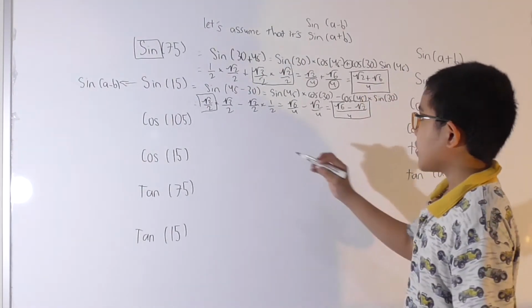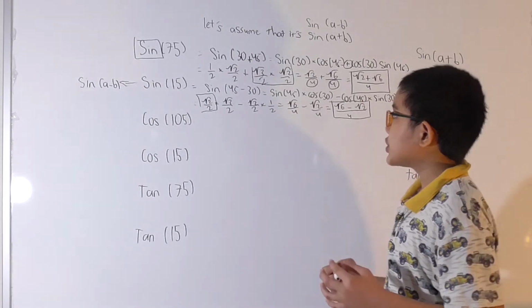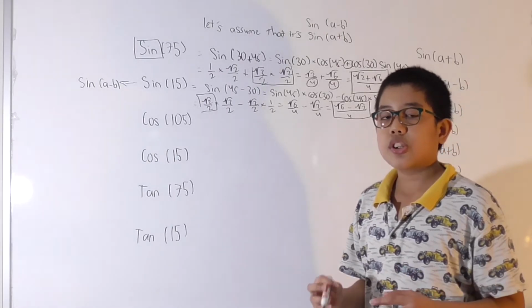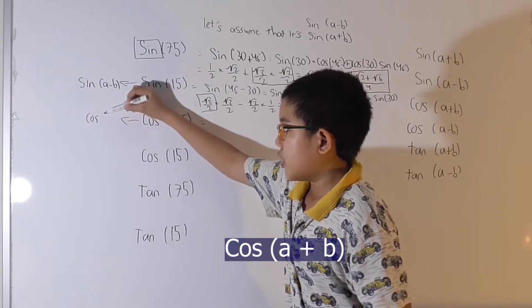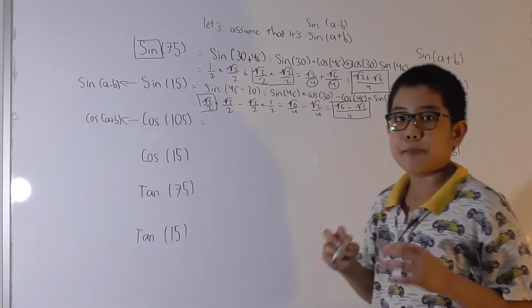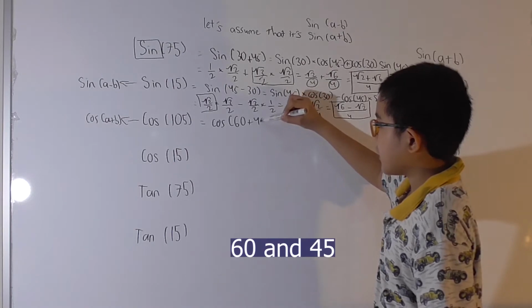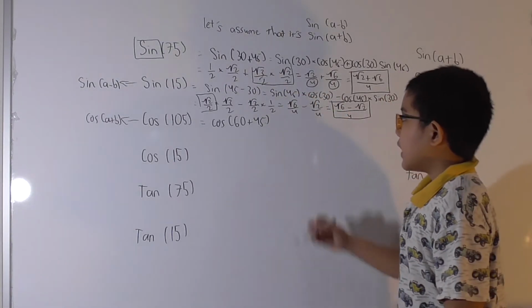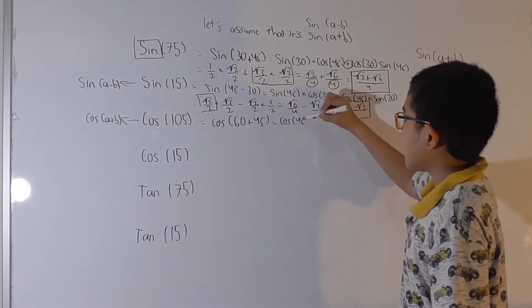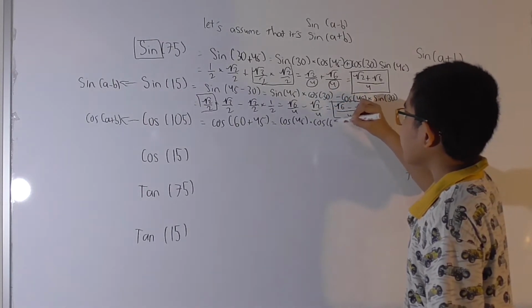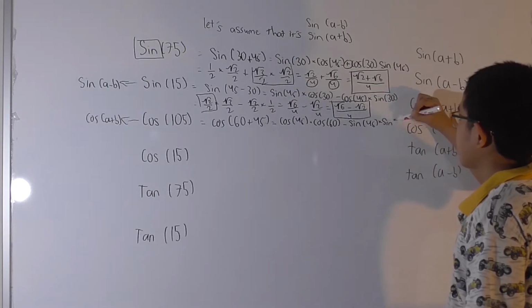So then, now that we've figured out sine of 15, we can go for sine of 105. Once again, we have to figure out which sum and difference identity it is. Well, to simplify things, it's going to be the cosine of A plus B, where A and B are 60 and 45, because 45 plus 60 is 105. Then we can put in our identity: cosine of 45 times cosine of 60 minus sine of 45 times sine of 60.